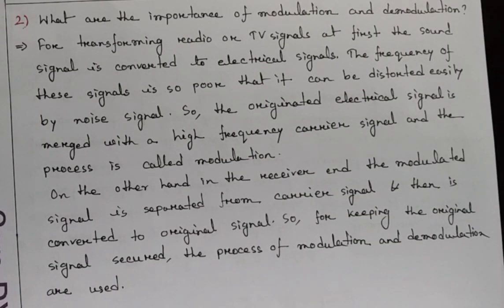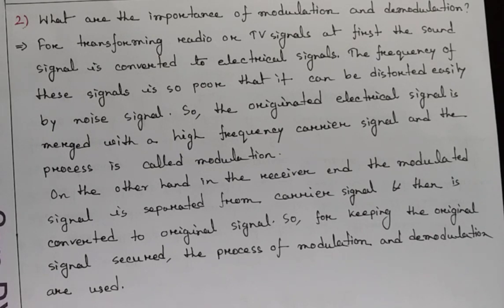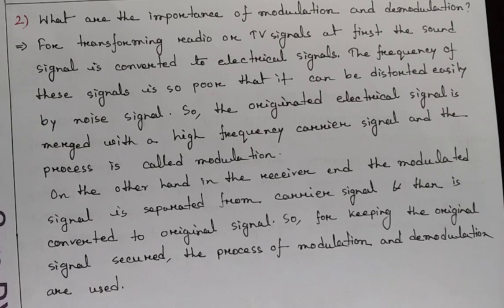Our second question is, what is the importance of modulation and demodulation? You have known about modulation and demodulation when we learned about the transmission procedure of radio and television signals. For transmitting a sound signal, in case of radio or TV, the process is the same. At first the sound signal is converted to an electrical signal, because as a sound signal it can't travel a long way.